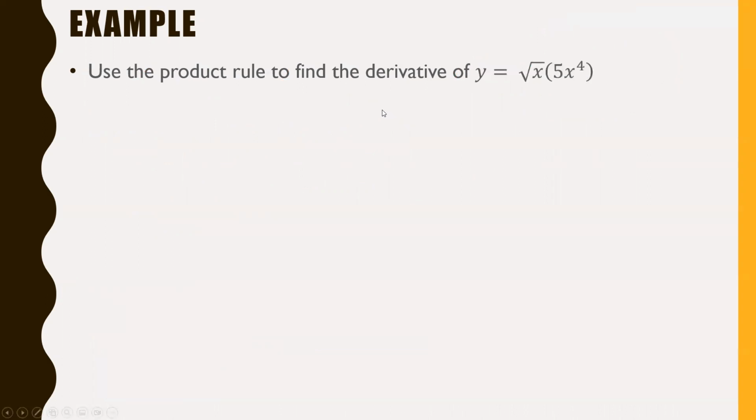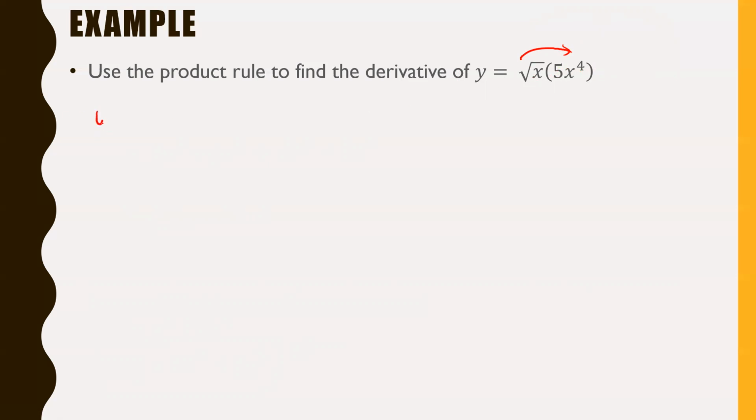Anyway, we got a few more questions we'll do. Let's try this one. Use the product rule to find the derivative of y equals the square root of x times 5x to the power of 4. This is a pretty decent one actually to be using the product rule for, because if you tried to multiply this square root x in, you're going to get a fraction exponent, or you're going to get a decimal exponent. It's just not as ideal, right? So let's use our product rule.